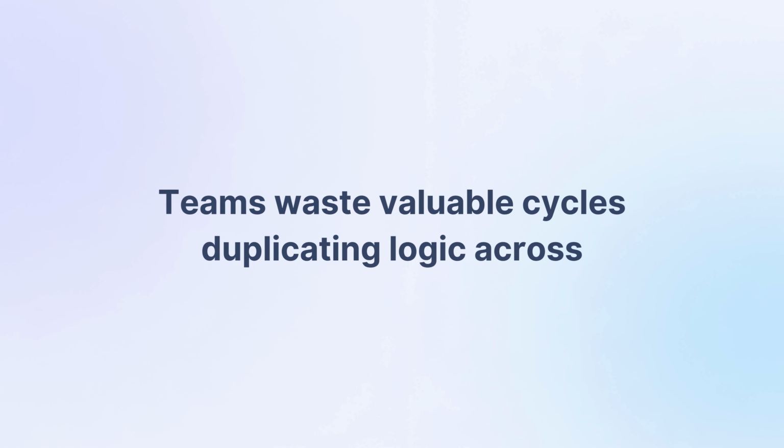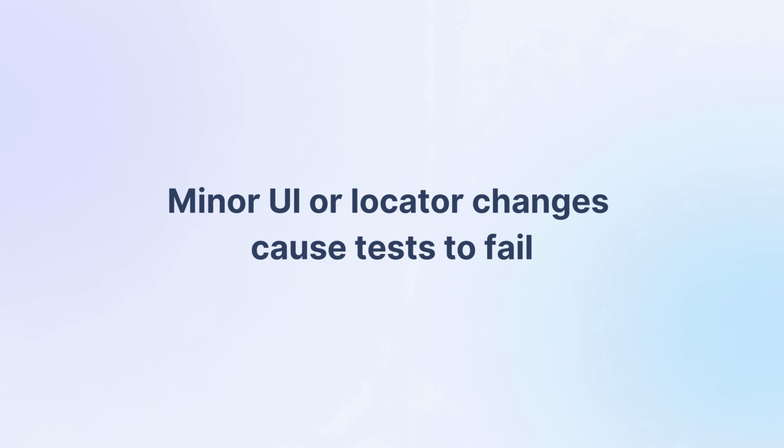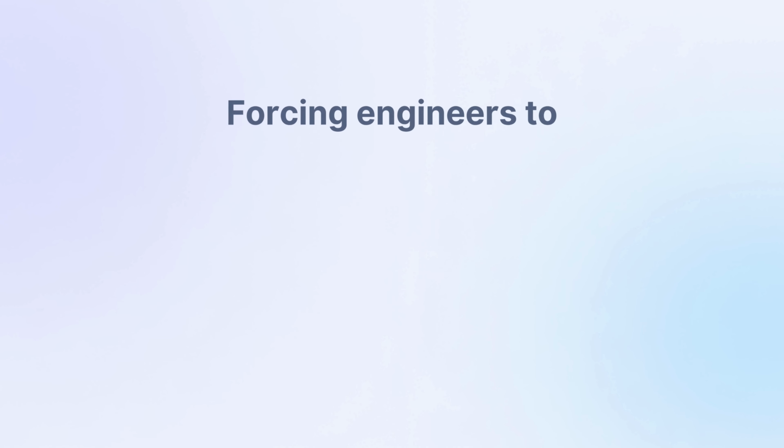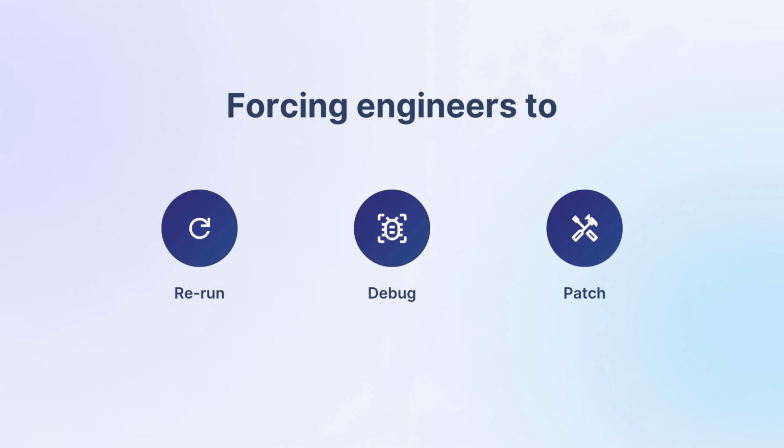Teams waste valuable cycles duplicating the same logic across web and mobile apps. Minor UI or locator changes cause tests to fail, forcing engineers to rerun, debug, and patch the same scenarios across environments. These repetitive cycles slow releases and erode trust in automation.